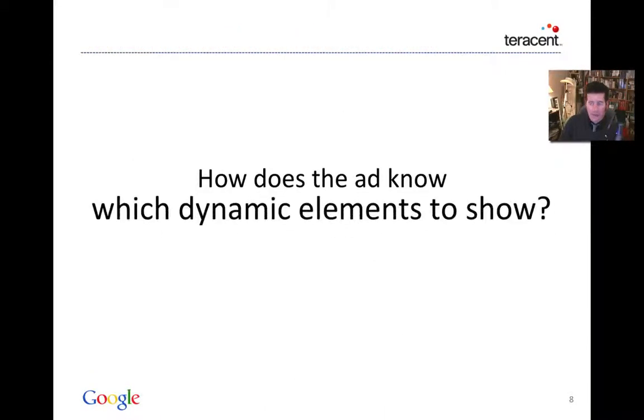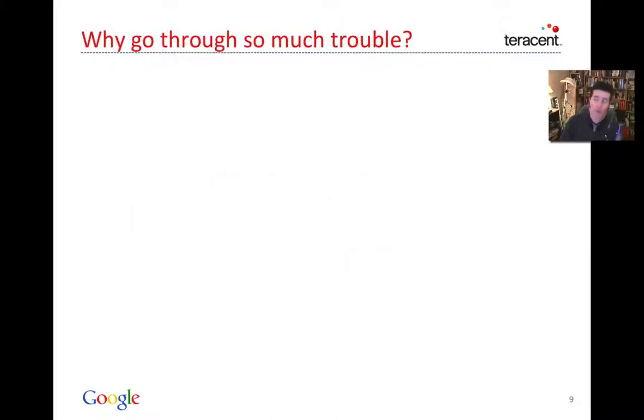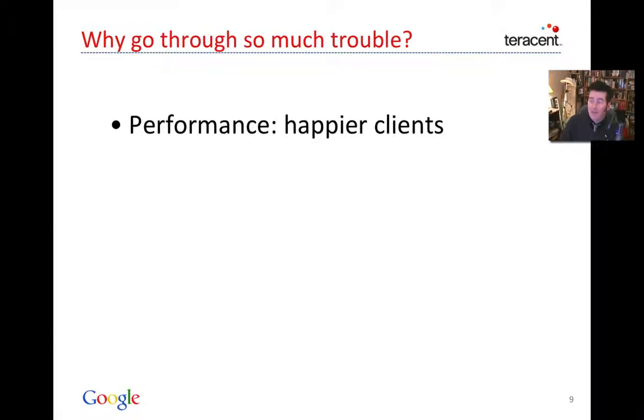So how does the ad know which to pick from all those possible elements? Well, in the Teracent world, we use machine learning. So there's learning on the back end that's testing performance and choosing the best things to pick in the right context. And why do we go through so much trouble? It's performance. The ads perform better. You spend the same amount of money, but you get much more return on your ads. That is the number one reason.